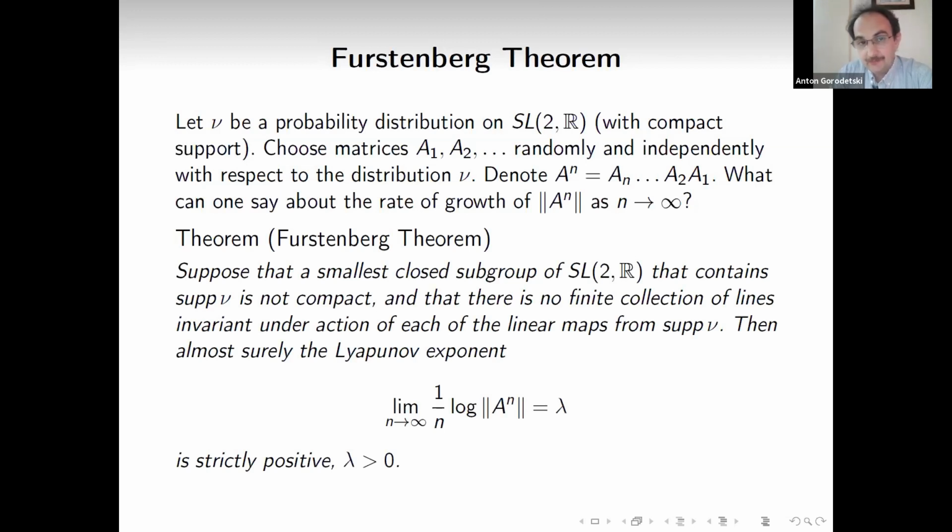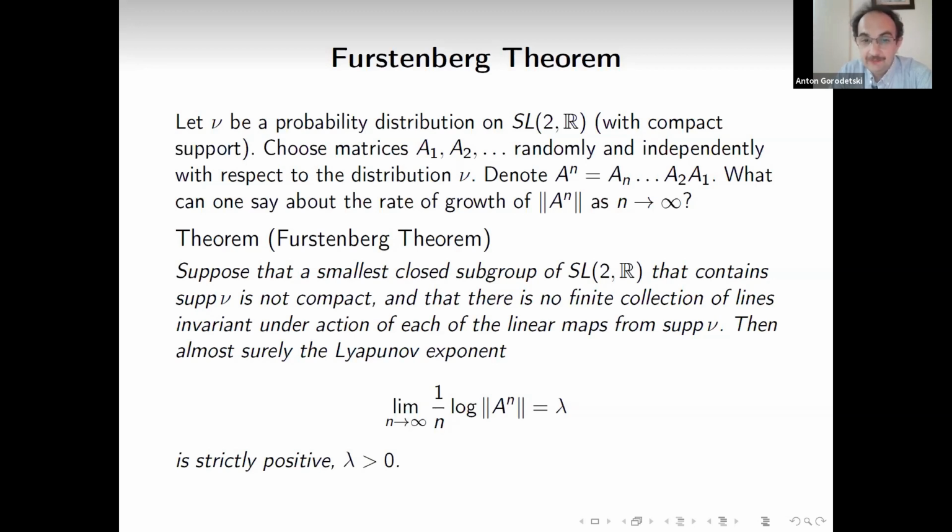So just a small remark. I'm going to talk mostly about SL2R matrices. Also, all the results that I'm going to talk about hold for larger dimensions of matrices, but in some cases the non-degeneracy conditions have to be modified. So in order to avoid the discussion, just for simplicity, I'm going to talk about SL2R matrices. In particular, the Furstenberg theorem also holds for matrices of any dimension, but let's restrict ourselves to the two-dimensional case.